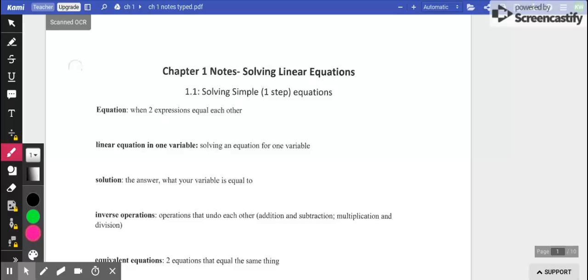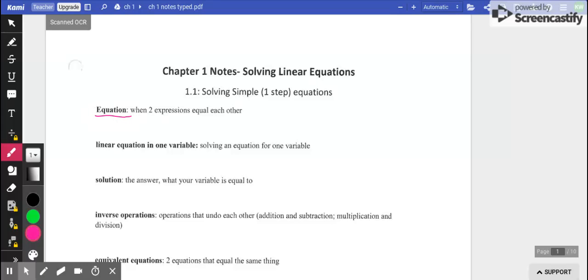Today is our first day of notes. We're doing Chapter 1, Section 1, which is solving simple or one-step equations. At any point in this video, if you need to hear something again, please pause the recording. You can also rewind and go back.